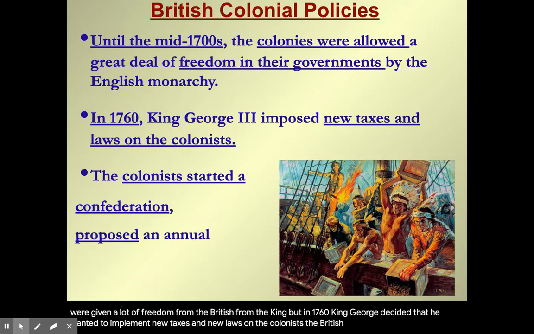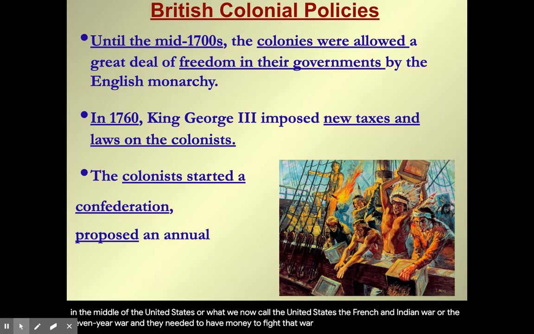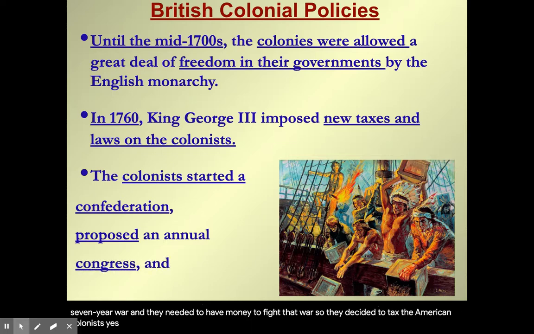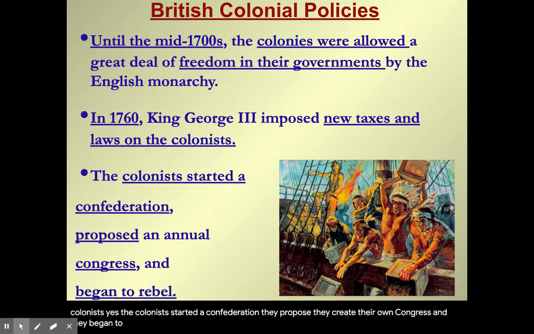The British were fighting a very expensive war in the middle of what we now call the United States, the French and Indian War, or the Seven Years' War, and they needed money to fight that war, so they decided to tax the American colonists. The colonists started a confederation, they proposed they create their own Congress, and they began to rebel.